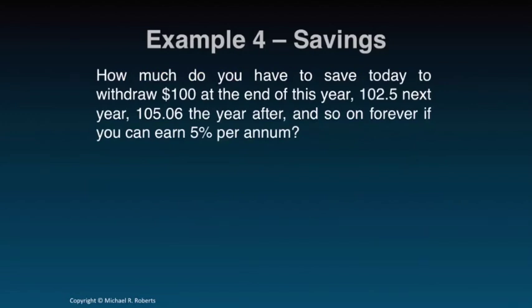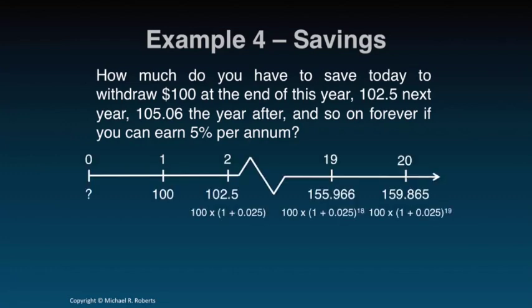How much do you have to save today to withdraw $100 at the end of this year, 102.5 next year, 105.06 the year after, and so on forever if we can earn 5% per annum? Well, let's draw our timeline.